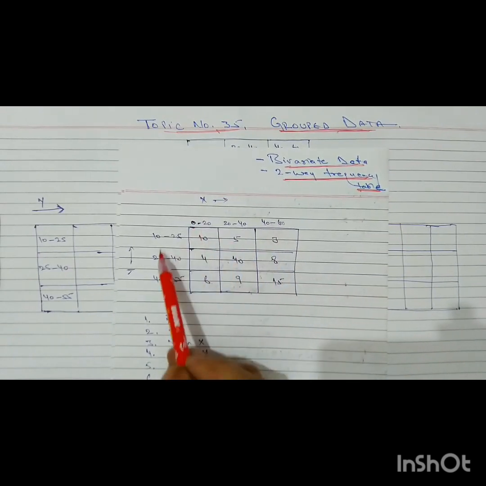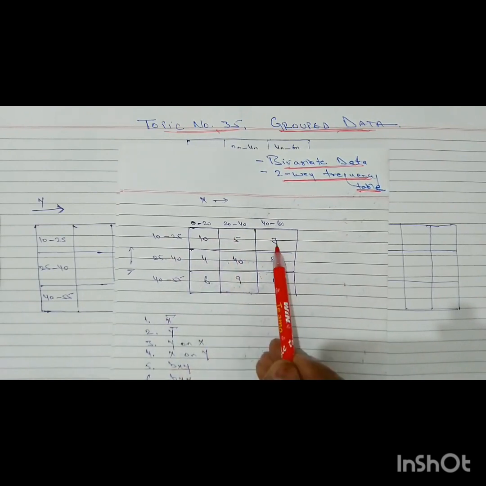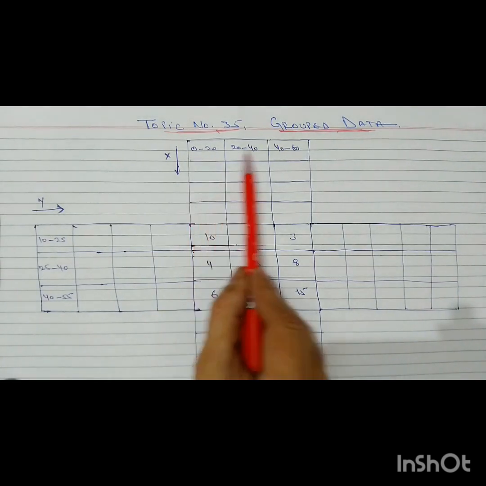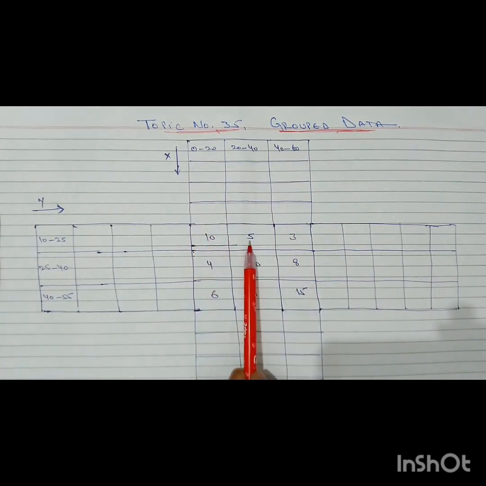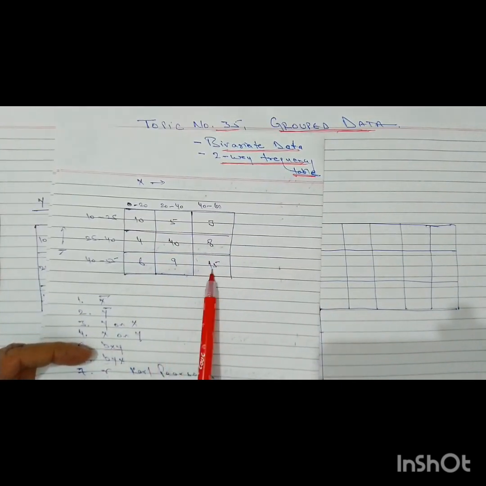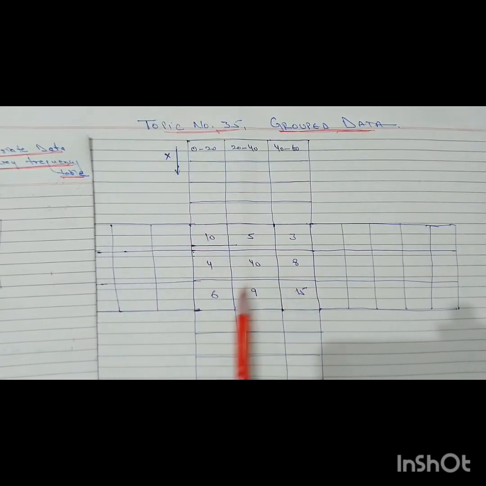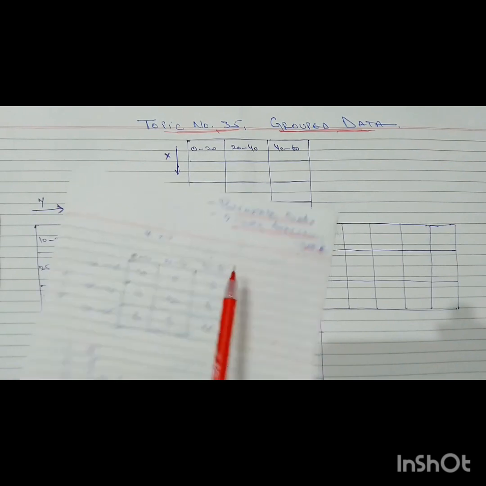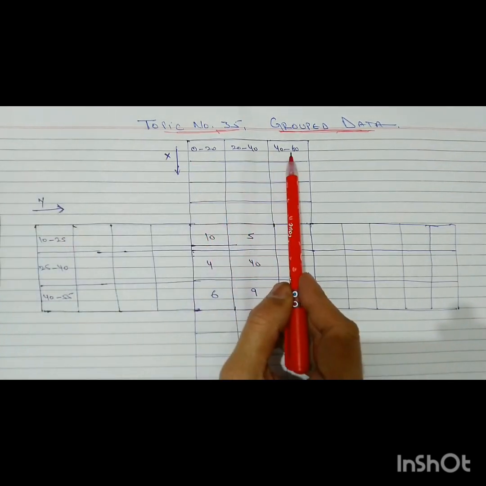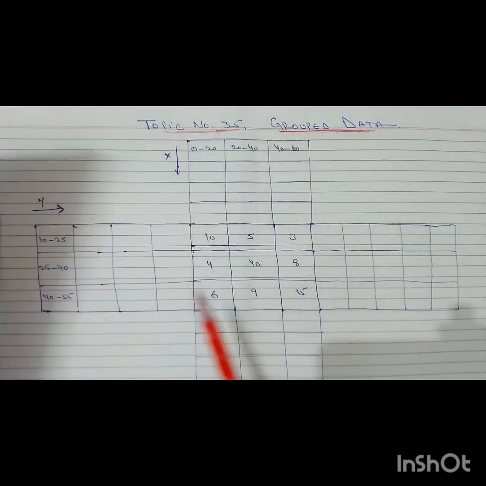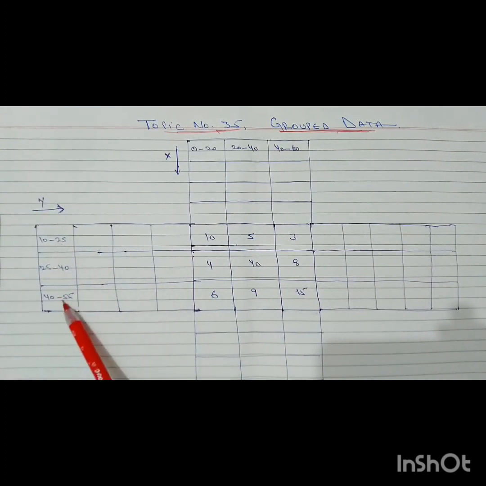Now the X series is given, the Y series is given, and frequencies are given. Now construct a table like this. The frequencies are 10, 5, 3, 4, 48, 6, 9, 15. The X series: 0 to 20, 20 to 40, 40 to 60. And the Y series: 10 to 25, 25 to 40, 40 to 55.